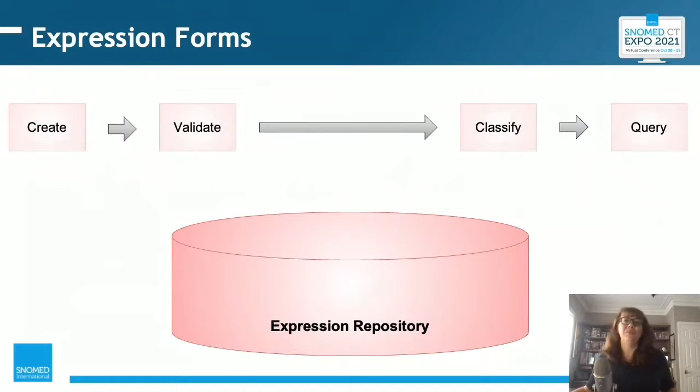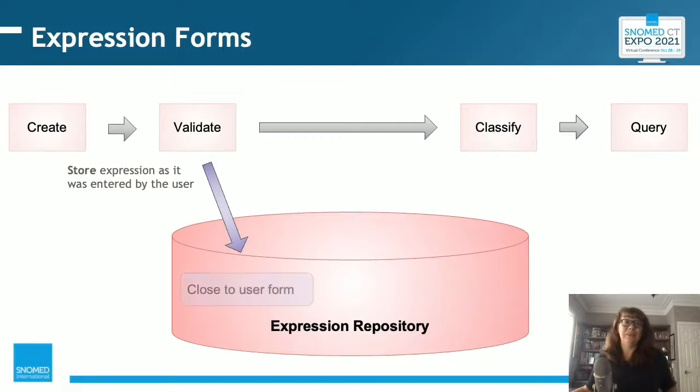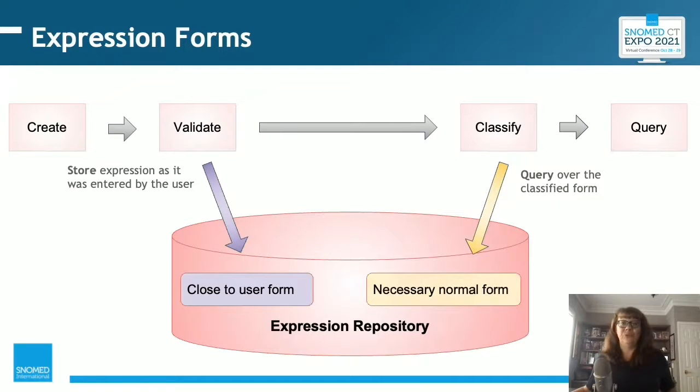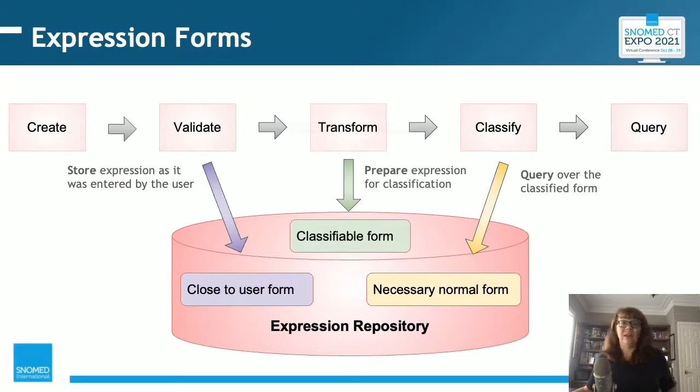So here is our expression repository again. Once an expression is created and validated against the syntax, the expression should be stored in the same form as it was entered by the user, which, as we said, is called the close to user form. But after the expression is classified, we also need the necessary normal form of the expression to support our queries. But to get from the close to user form to the necessary normal form of the expression, there is often an intermediate step that's required to ensure that the expression conforms to all the concept model rules and is classifiable. And we call this intermediate expression the classifiable form.